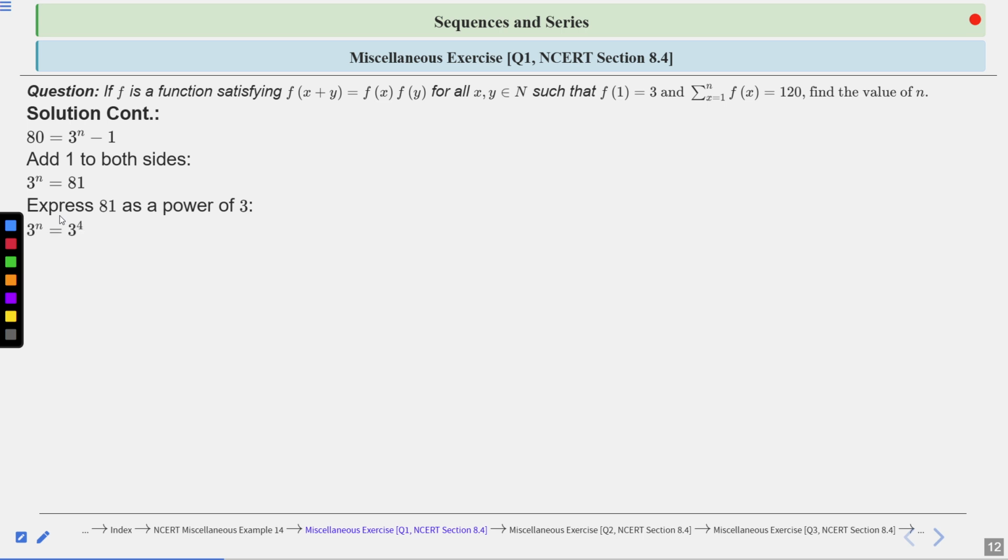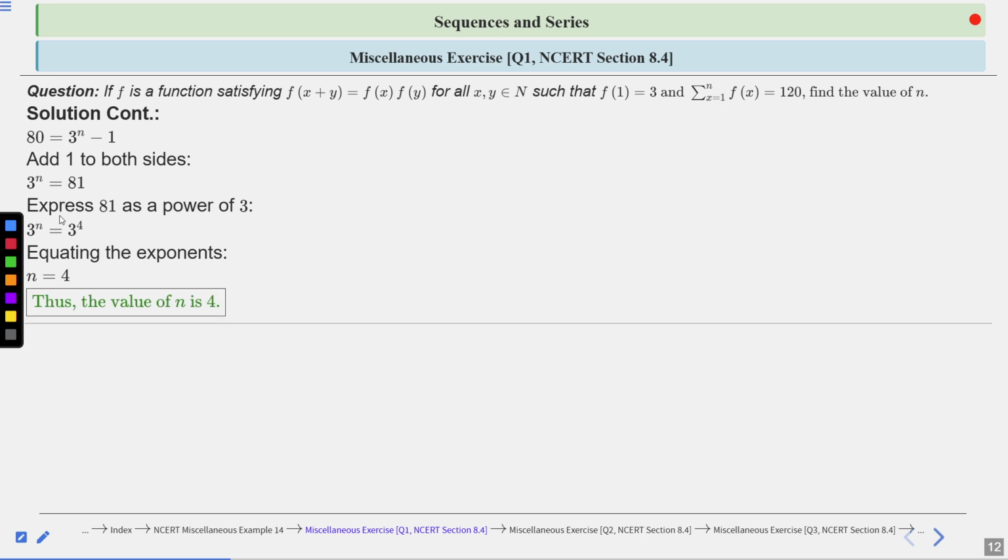Left hand side quantity is 3 power n, right hand side quantity is 3 power 4. Both sides have the same base. Equating the exponents, n equals 4. Thus the value of n is 4. This is the required solution of question number 1.